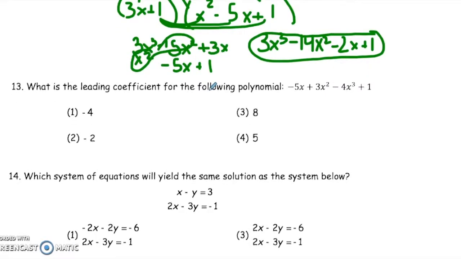Okay, the leading coefficient for the following polynomial. Put this in standard form first. So we have 4x cubed. Remember, standard form. We got all of our exponents in decreasing order. So we have the cubed first. We have the squared next. Minus 5x plus 1. Our leading coefficient is this number out front, so it is negative 4.